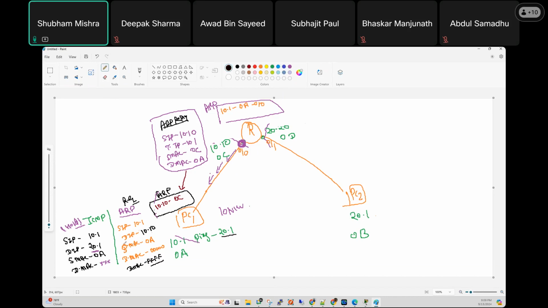Now, what will PC number 1 do? PC number 1 will initiate the ICMP packet now, which was on hold. Why was this packet on hold? Because the destination MAC was missing. Yes or no? Everyone, tell me. Yes. Now, see here.